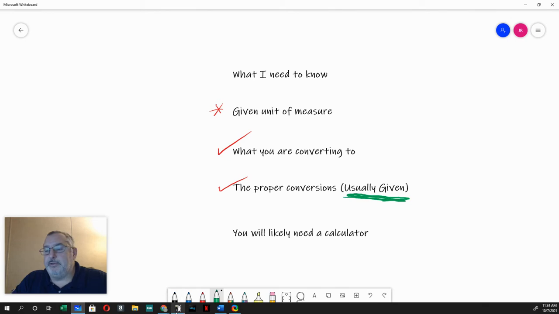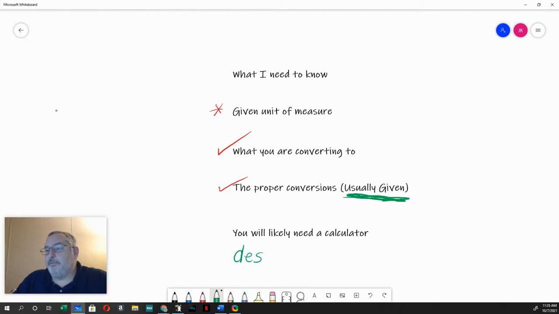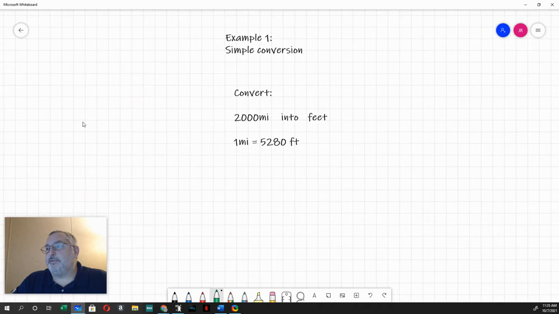You have to know. And then more than likely you will need some type of calculator. I use this one right here. It's a TI-84 Silver Edition. You don't need this one. Since this is an EOC class, I would really get familiar with desmos.com, because that's the calculator that will be embedded into your EOC test when you take that at the end of Part B. So let's take a look at some examples of what you're being asked to do.